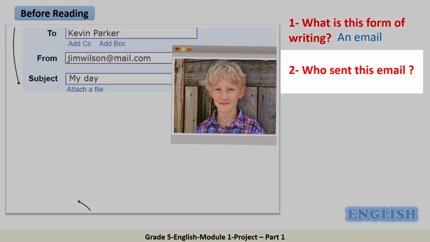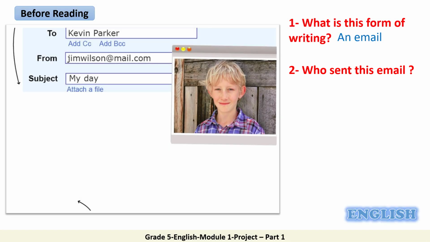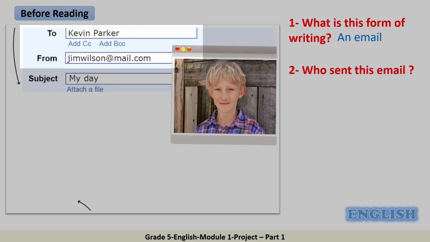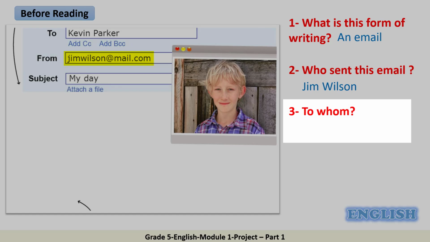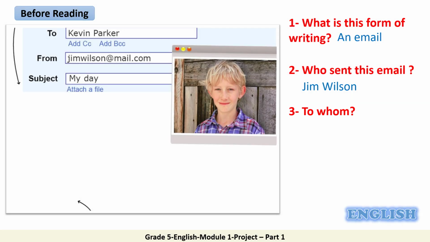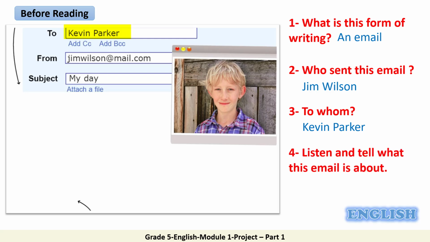So that takes me to the second question. Who sent this email? I mean the sender. Which one is the sender here, my friends? The one that comes after to or from? Excellent, my friends. You're smart. This is the sender, jimwilson@mail.com. It always comes after from. To whom? I mean the receiver here. And obviously the receiver comes after to. So this is the receiver, Kevin Parker.